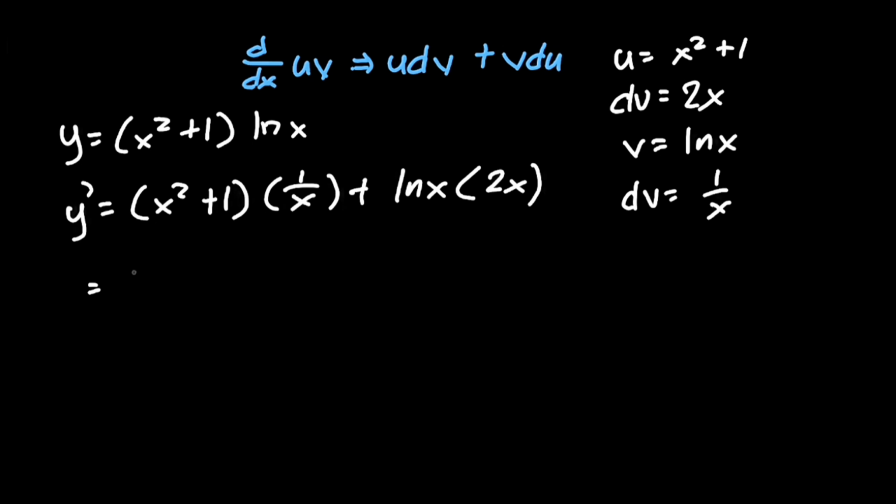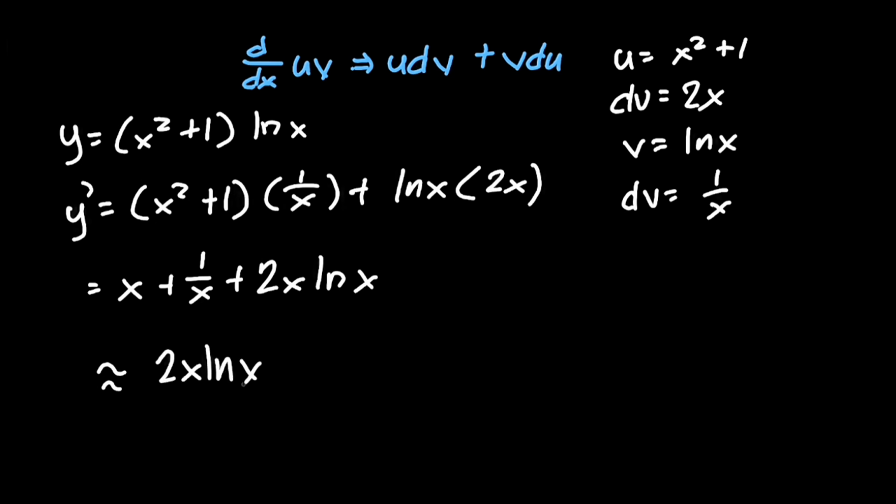The final answer would be x squared multiplied by 1 over x. It's simply x. Plus 1 multiplied by 1 over x is simply 1 over x. Plus 2x ln of x. You can rearrange this and you will get 2x ln of x plus x plus 1 over x.